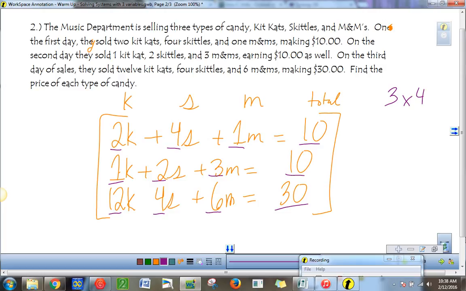I'm pretty sure that's 3 by 4. And you're just going to put the numbers in, in this order: 3, 4, 1, 10, 1, 2, 3, 10, 12, 4, 6, 30. Okay. And then you got to quit out of there. So do a little second quit.